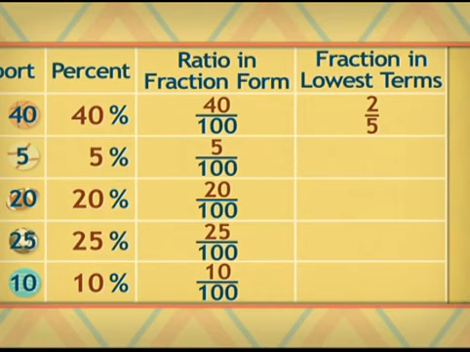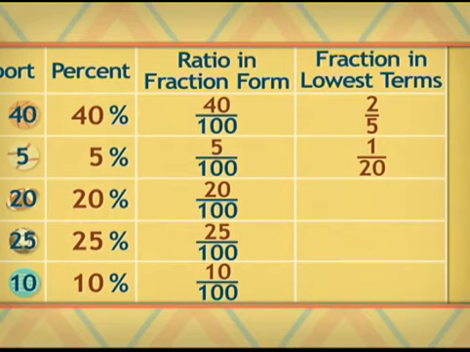Now, what percent of the students prefers baseball? 5%. And what fraction of the students prefers baseball? 5/100ths. Or, what would that fraction be in lowest terms? Well, the GCF of 5 and 100 is 5, so we can divide 5 by 5, and that's 1. Then we divide 100 by 5, and that's 20. So that's 1/20th of the students that prefer baseball.